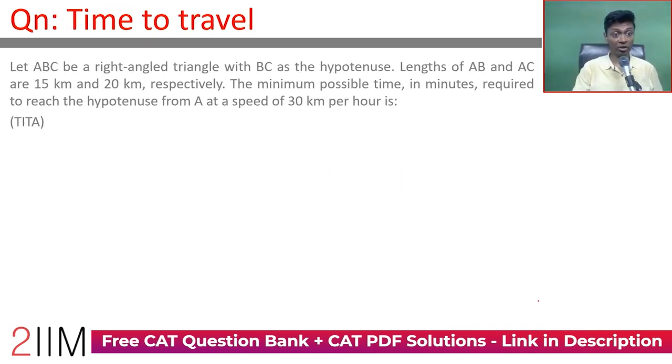Time to travel. Let ABC be a right angle triangle with BC as hypotenuse. I love right angle triangles. AB and AC are 15 and 20. 15 and 20 is in the ratio 3:4. So I know this is a 3, 4, 5 triangle. So AB is shorter, AC is longer.